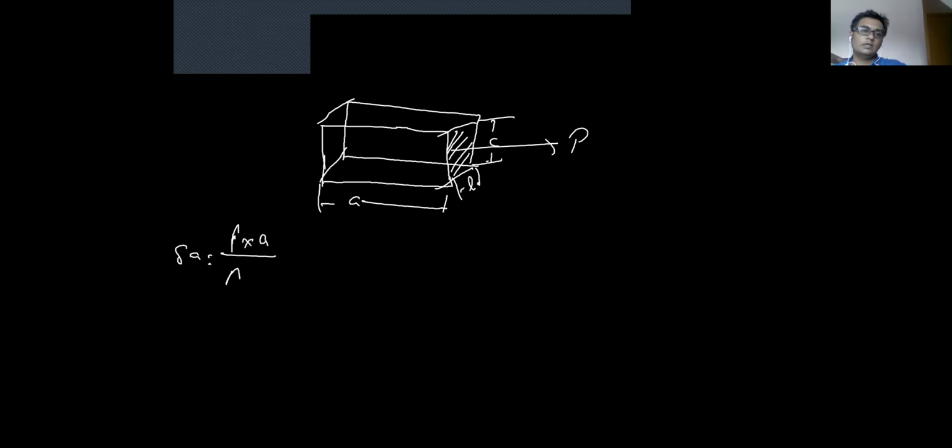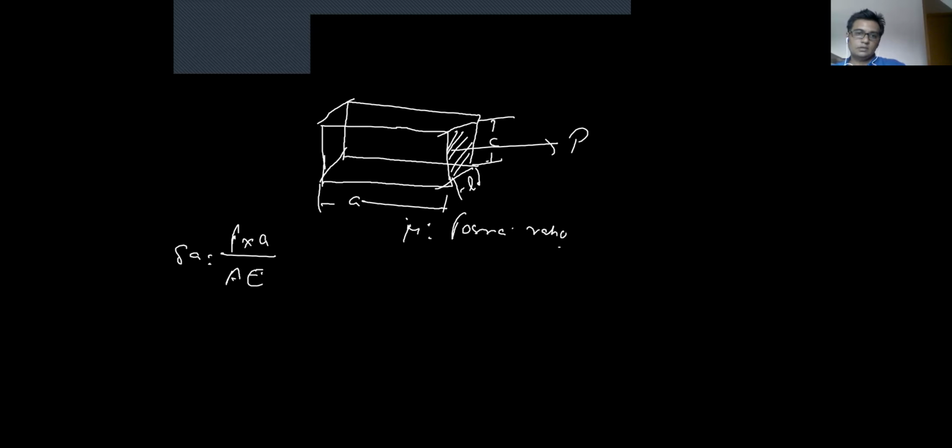Right, and this was your A, this is your B, and height is C. Our force is being applied on this shaded area. So delta A is equal to P into A upon A. Suppose this is the mu, the value of the Poisson's ratio.